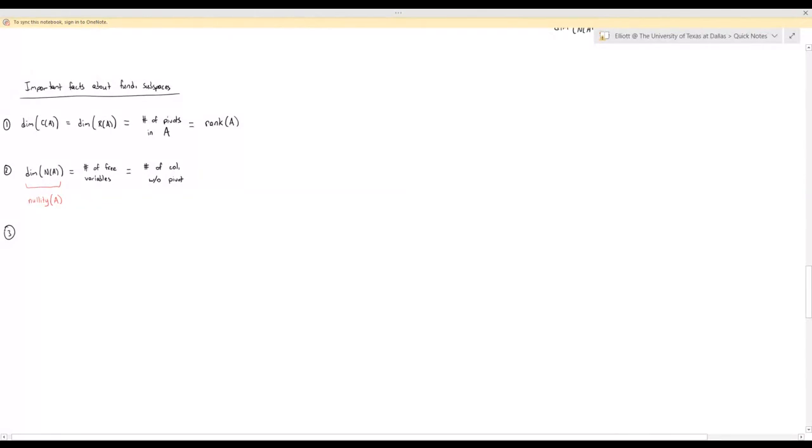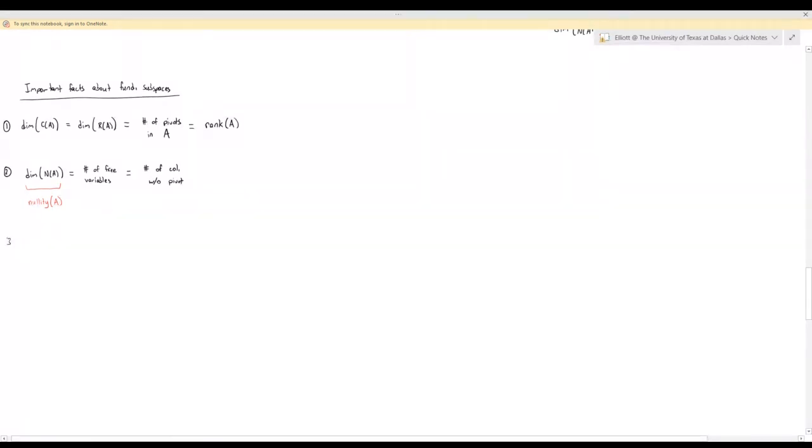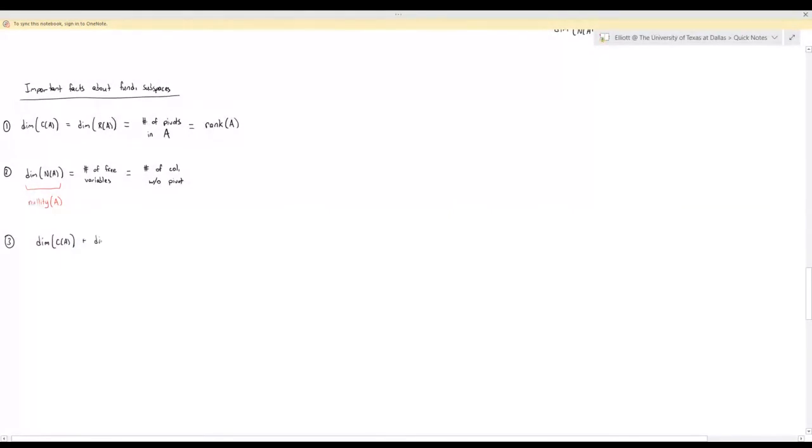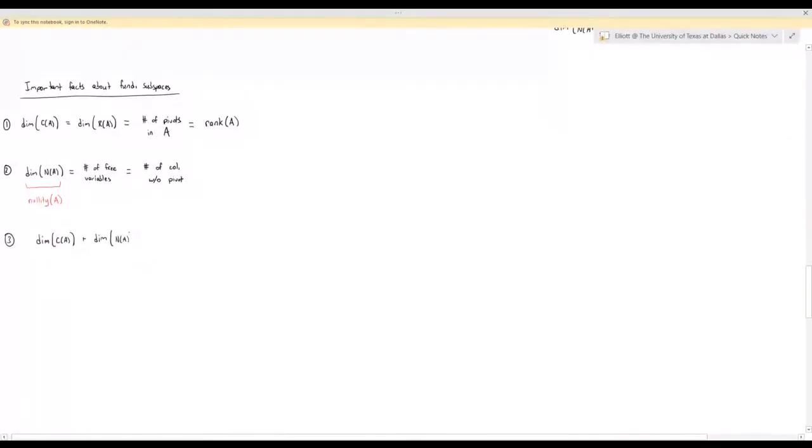Now, the dimension of the column space, which was also the rank, is the number of pivots in A. You can also think of it as the number of columns with pivots. Okay. All right, so we know the dimension of the column space is the number of columns with pivots. And then we know that the dimension of the null space is the number of columns without pivots.